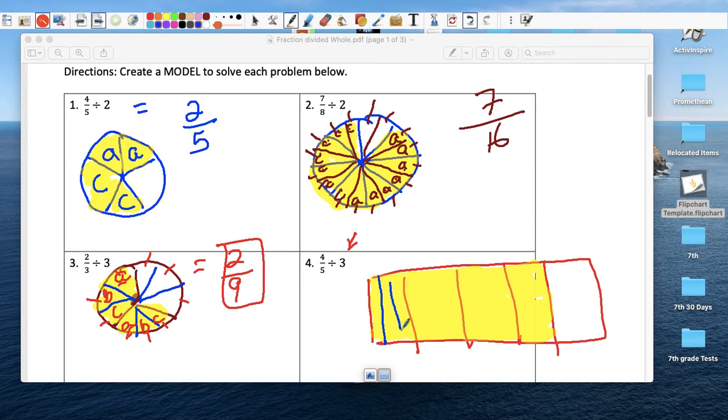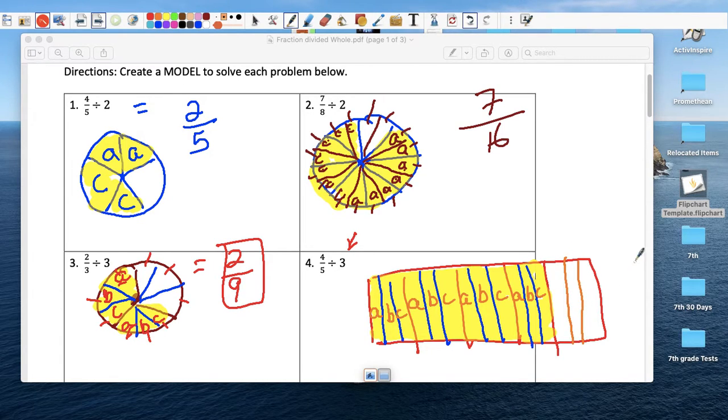1, 2, 3. 1, 2, 3. 1, 2, 3. And then 1, 2, 3. And again, let's call the friends A, B, C, right? Person A, person B, person C. And what did I forget to do? Well, I forgot to cut this into 3 parts. 1, 2, 3. So let's see if everybody got the same amount.